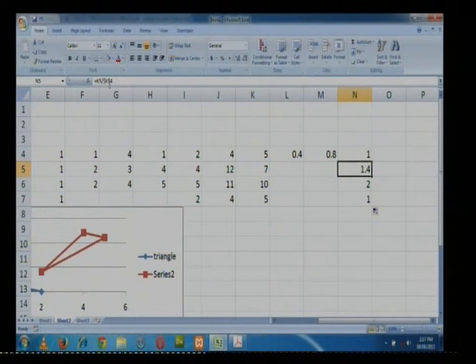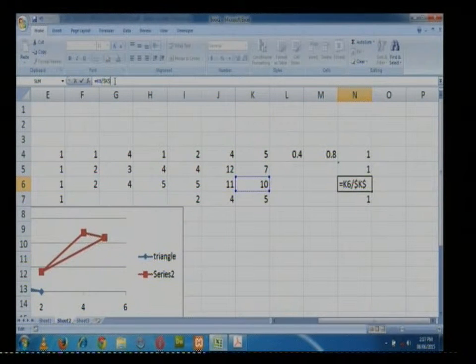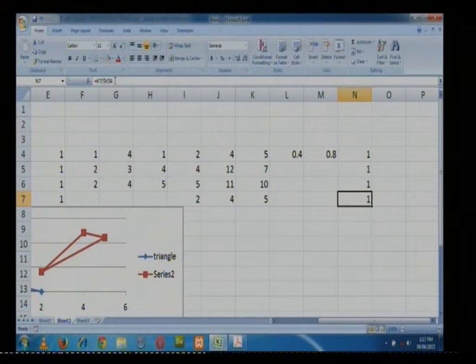I have to bring it back to 1. This is K5. So, automatically it will update. These are the small tricks, if you start playing with them. I require that every element in the last row should be 1. Is it not? And then copy this formula to the others.